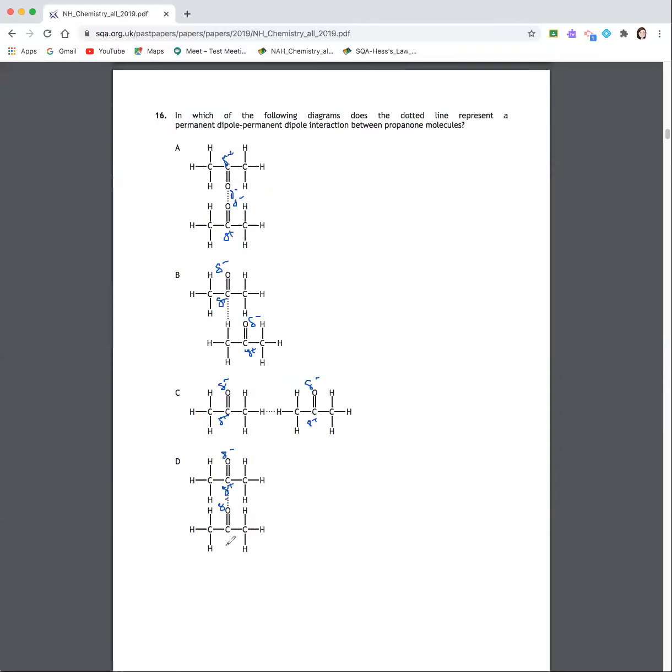So what you're looking for is a delta minus attracting a delta positive. So here we've got 2 delta minuses attracting to each other. That can't happen because it's opposites that attract, so A is not the answer. B, you've not got the dipoles interacting with each other, so that's not the answer either. Again, in C, it's not the dipoles interacting. And then for D, you've got a delta minus attracting a delta positive carbon, so that is the answer.